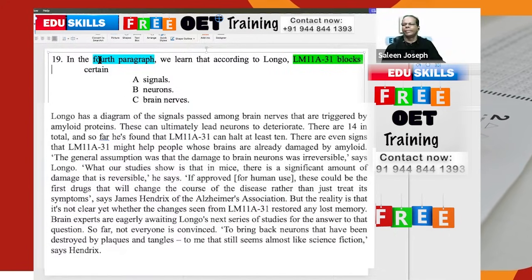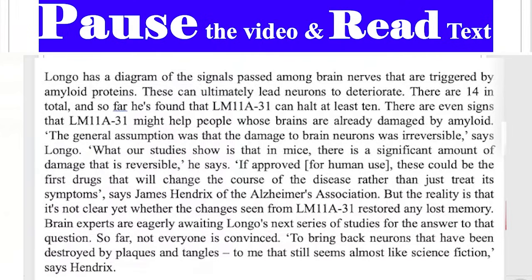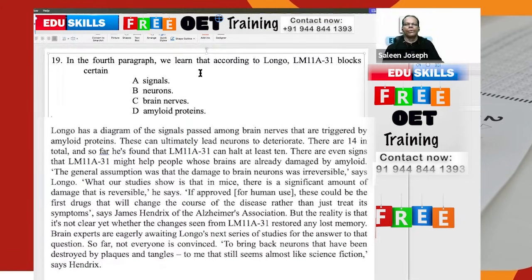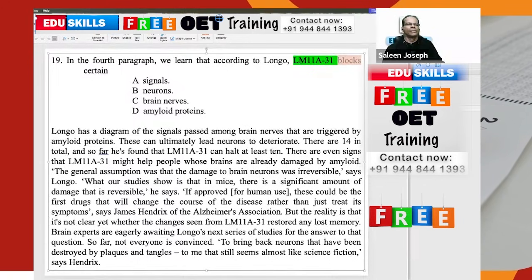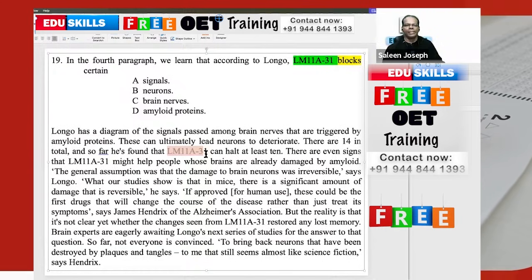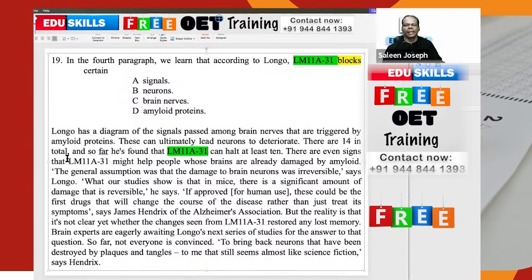Okay, I'll give you 1 minute. Just read. Please read the text. Okay, now in the fourth paragraph, we can learn that according to Longo, LM11A31 blocks. Name is there. So, what should we do? Directly, we have to go to that name. So directly go to that name, first name. Where is it? Here. And check whether there is something. There are 14 in total, and so far he has found that LM11A31 can halt. Halt means block. Block neurons.